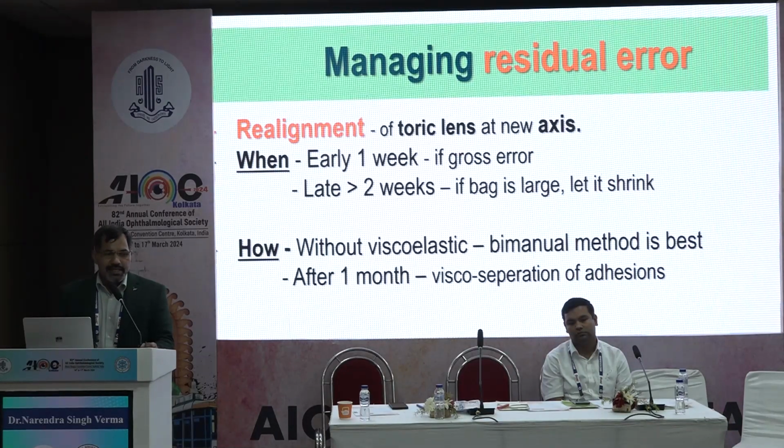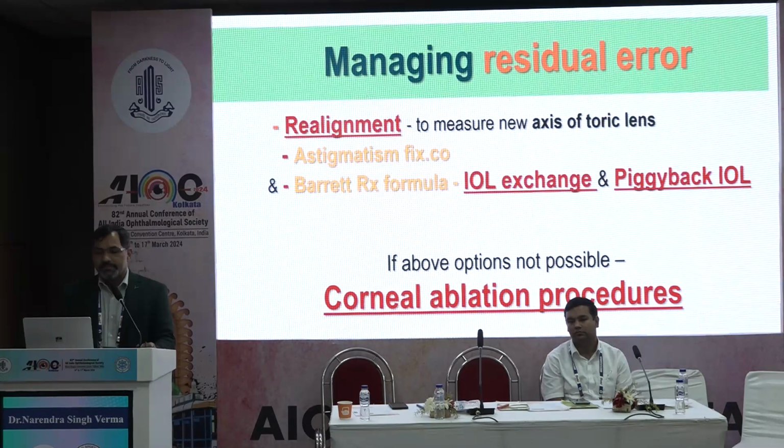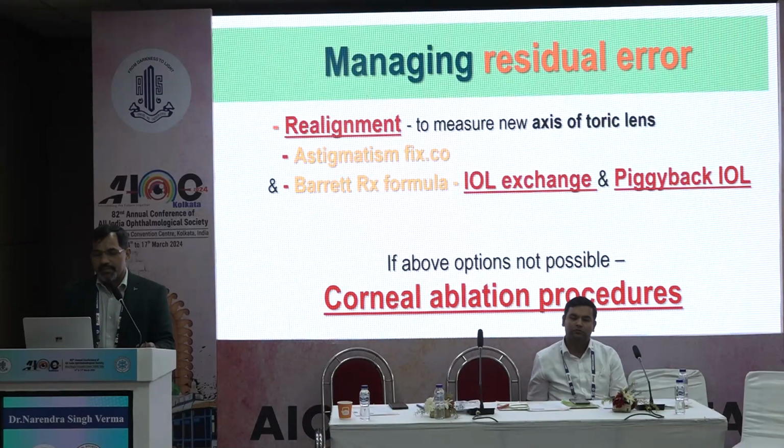So how can you realign the lens? It is preferred that you use only the bimanual IA and realign the lens. If it is more than 1 month, then visco separation is needed because there are adhesions. These are the options to correct the residual error: realignment; if realignment is not possible, IOL exchange or piggyback IOL. If you have access to a LASIK laser, then you can go for a corneal ablation procedure also.